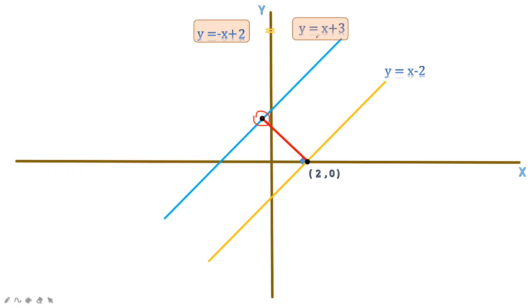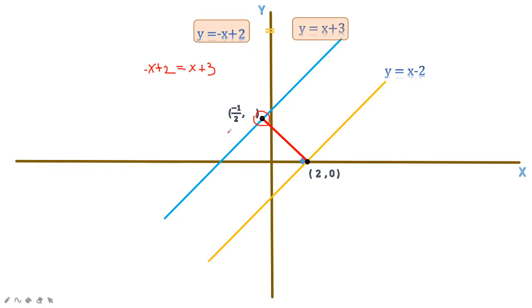So therefore, if I equate these two equations, that is minus x plus 2 is equal to x plus 3. If I equate these two equations, you will see that you will get the x value as minus 1 by 2. So one of the coordinates we got: x value is minus 1 by 2.